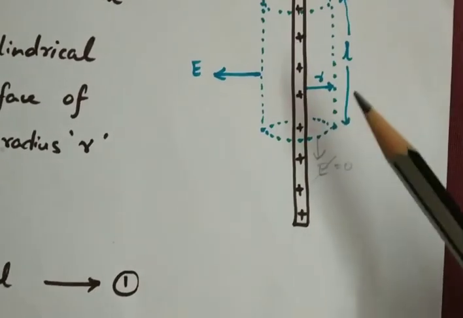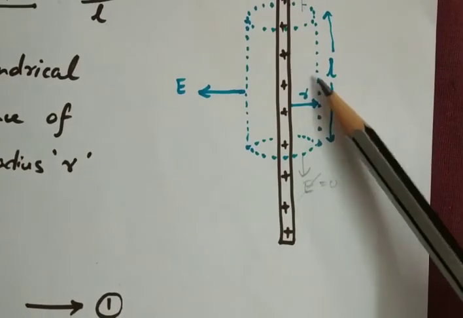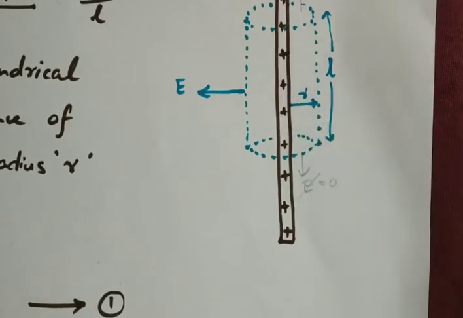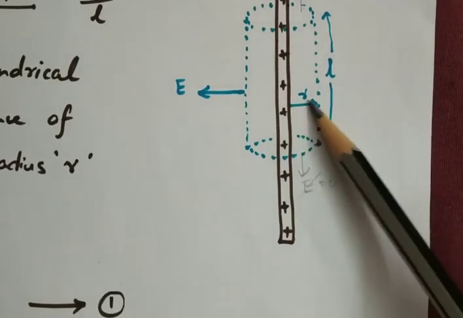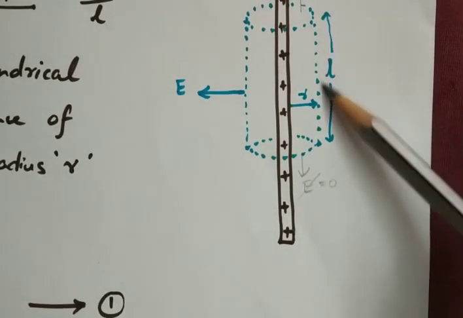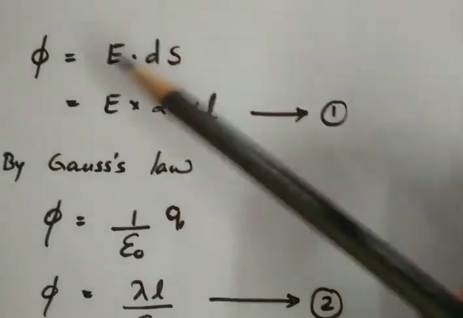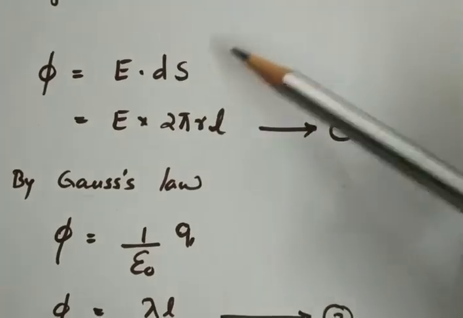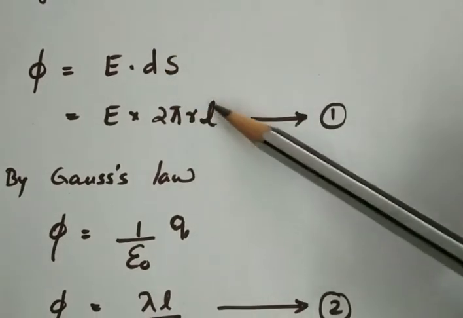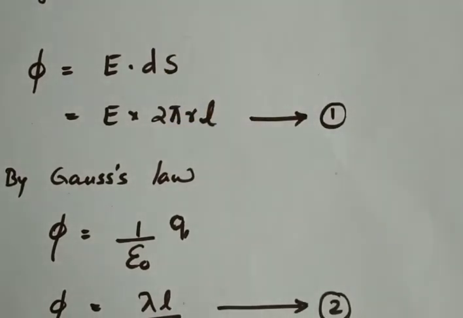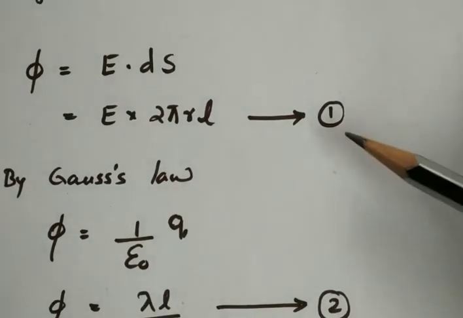We have a cylinder here. What is the curved surface area of the cylinder? 2 pi RL. R is the radius, L is the length of the cylinder. So, instead of phi is equal to E dot ds, ds can be replaced by 2 pi RL. Call this as equation number 1.